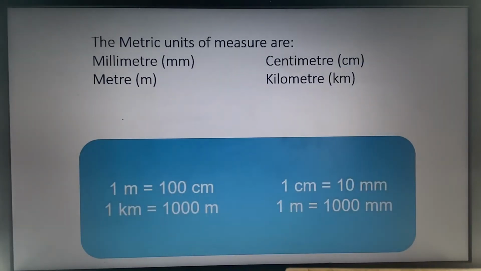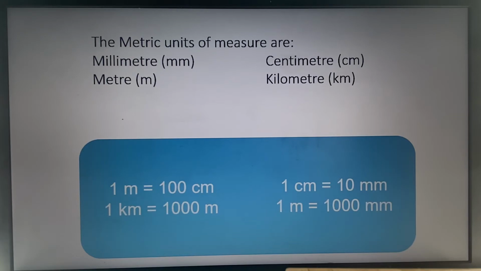So in numbers then, 1 metre is 100 centimetres. Centi meaning 100. 1 centimetre is 10 millimetres. 1 kilometre is 1,000 metres. And 1 metre we can express in millimetres, it's 1,000 millimetres. If there's 10 millimetres in 1 centimetre and then 100 centimetres in a metre, then that gives you 1,000 millimetres in total.